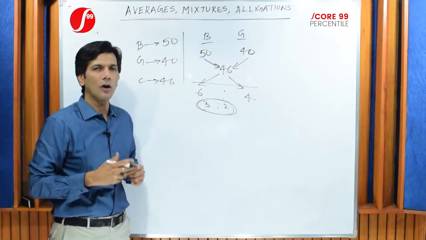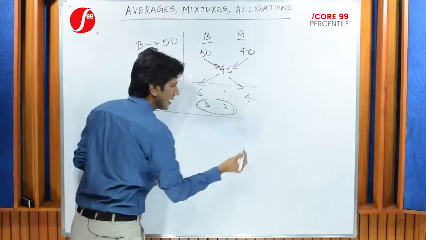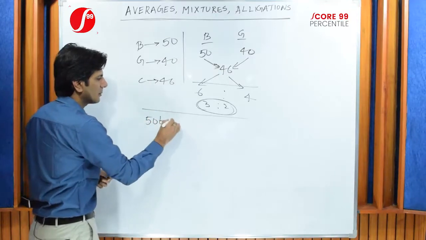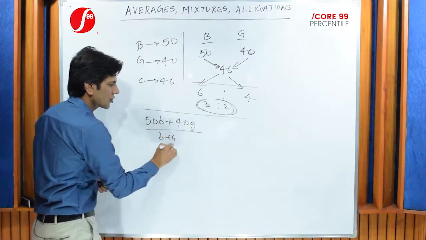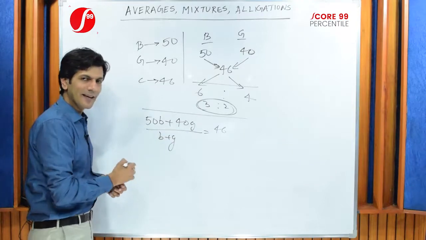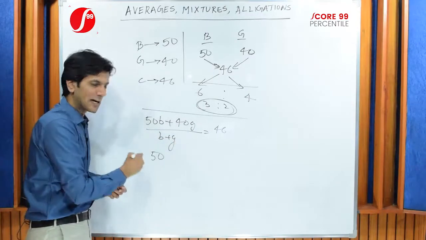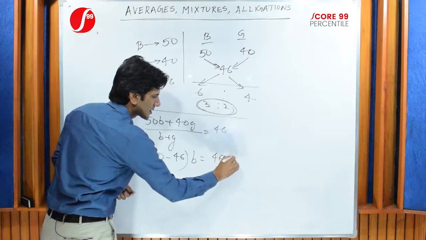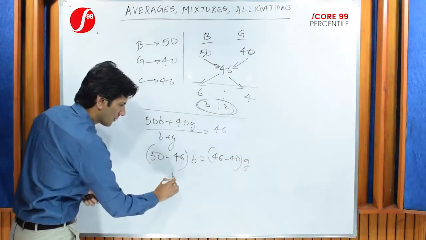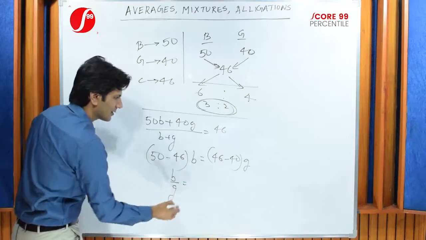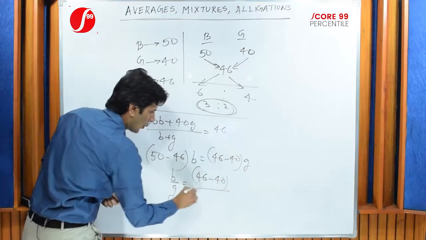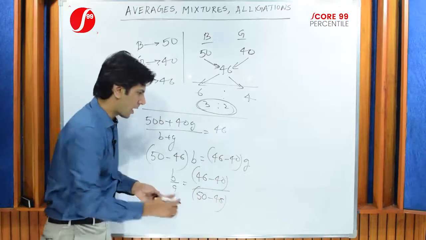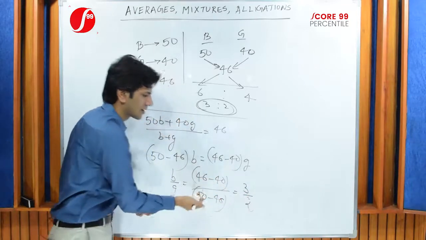Now, what exactly happened here? If you have to understand it in a logical fashion, a little while back when we were using the weighted average approach, what we had was something like 50b plus 40g over b plus g equals 46. And then when we cross multiply and subtract, we get 50 minus 46 times b equals 46 minus 40 times g. Or b upon g is nothing but 46 minus 40 over 50 minus 46. This led to the ratio of 3:2 or 6:4.